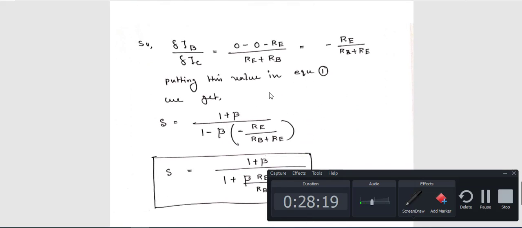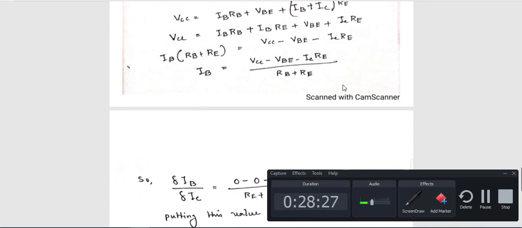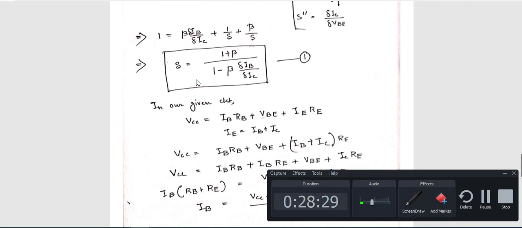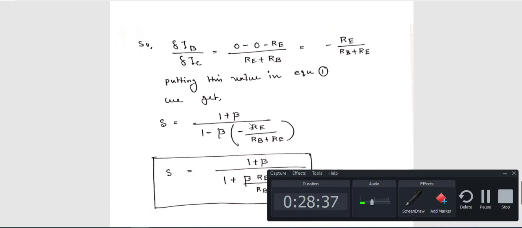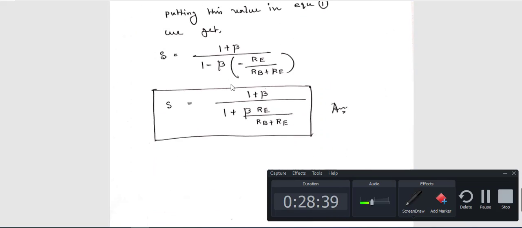Now put the value of del IB by del IC, that is equal to minus RE by RB plus RE, in which expression? The stability factor expression. Okay, now if you put the value of del IB by del IC here, you get S is equal to 1 plus beta times 1 minus this. Now minus minus what? Plus. So your value of stability factor S is equal to 1 plus beta divided by 1 plus beta times RE divided by RB plus RE. This is the ultimate expression of stability factor.